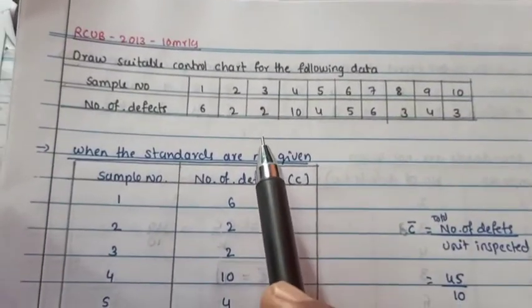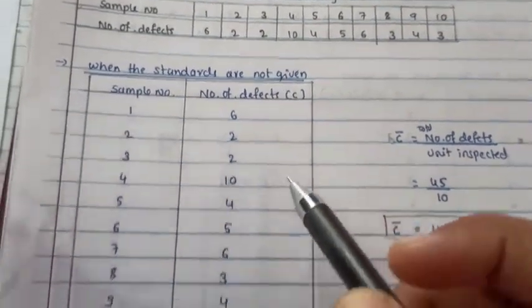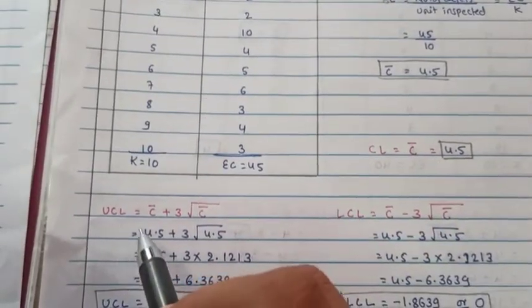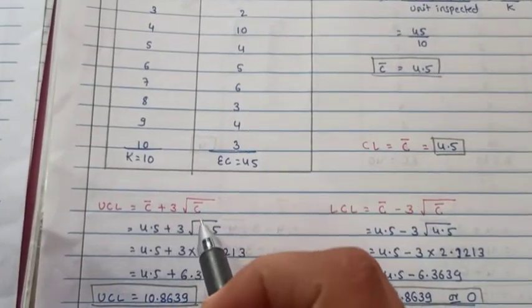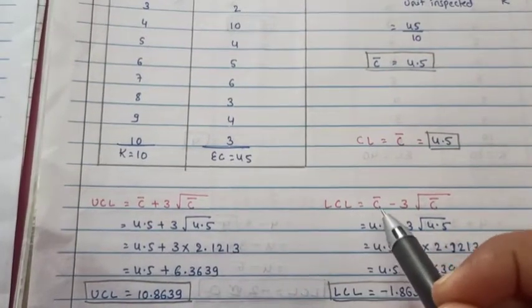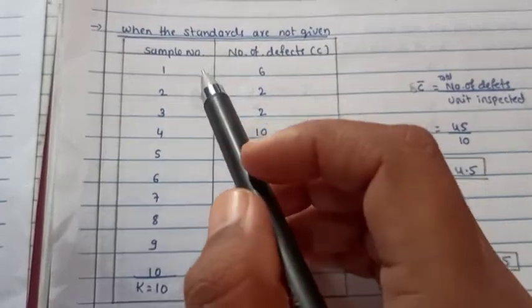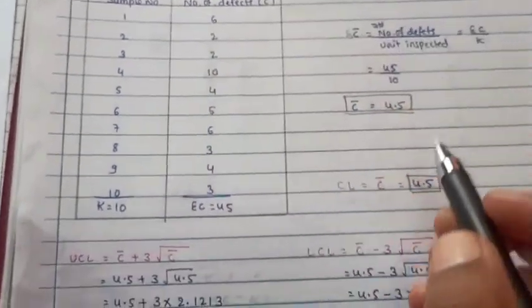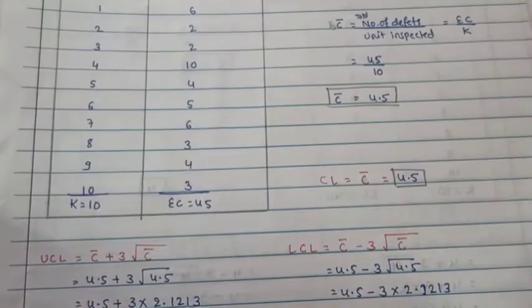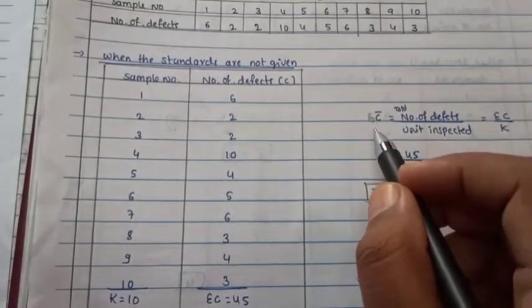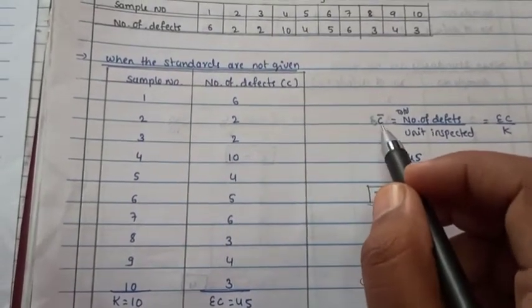When the standards are not given, what are the formulas? The center line is C bar, the upper control limit is C bar plus 3 root of C bar, and the lower control limit is C bar minus 3 root of C bar. So first we want to calculate C bar.